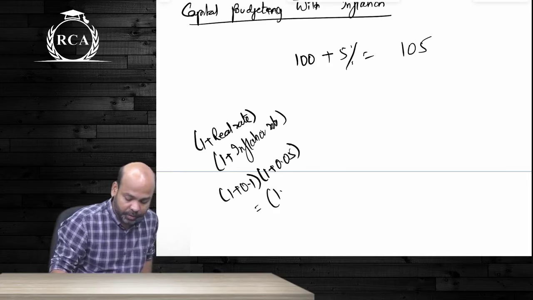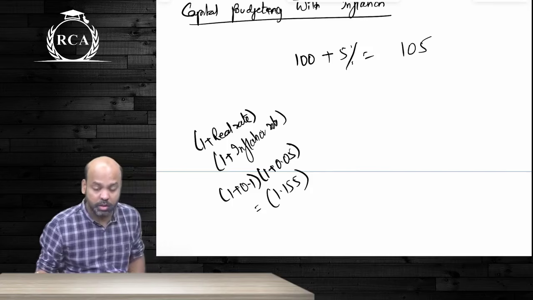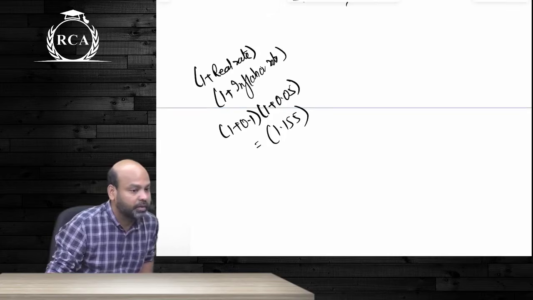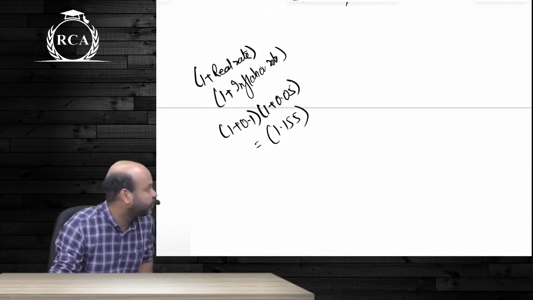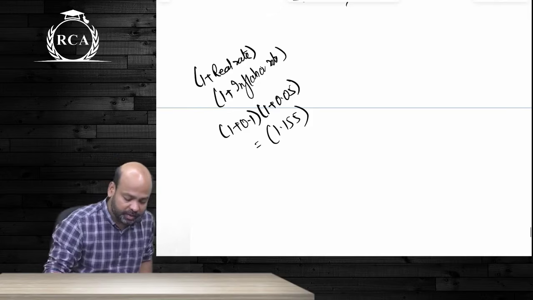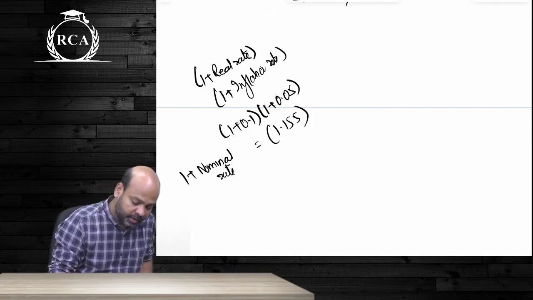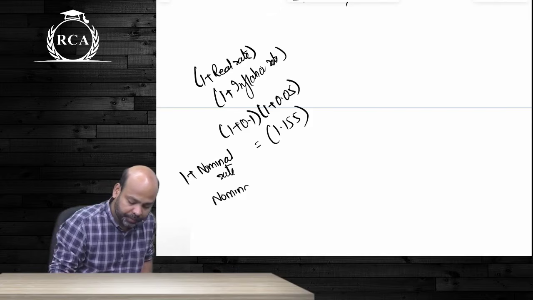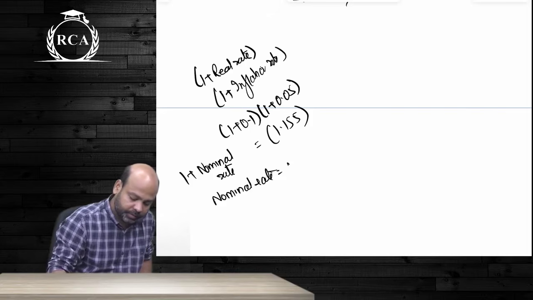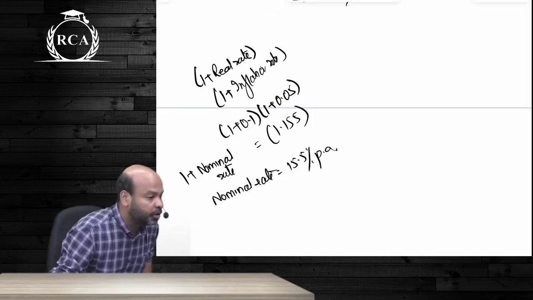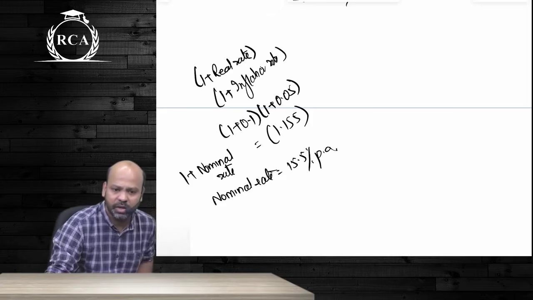This will be 1.155. All right. 1 plus real rate into 1 plus inflation rate, 1 plus 0.1 into 1 plus 0.05 will become 1.155. So this is 1 plus nominal rate. Therefore, the nominal rate will be equal to 15.5%. Nominal discounting rate is going to be equal to 15.5%. Any doubt in this?